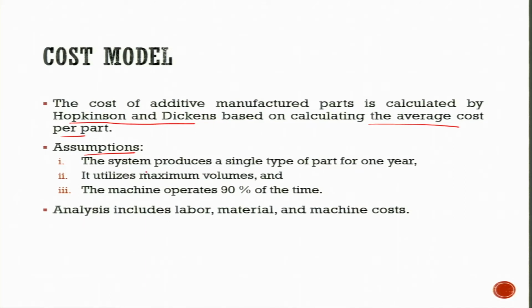Number one, the system produces a single type of part for 1 year. Second, it utilizes maximum volumes. Number 3, the machine operates 90% of the time. Now, the analysis includes labor, material and machine costs specifically.